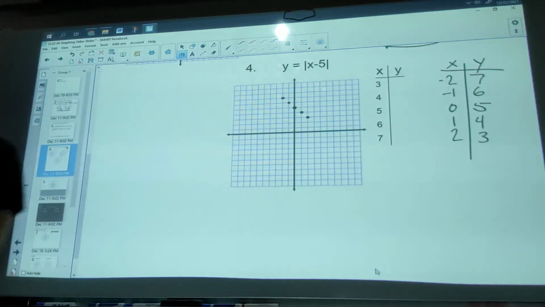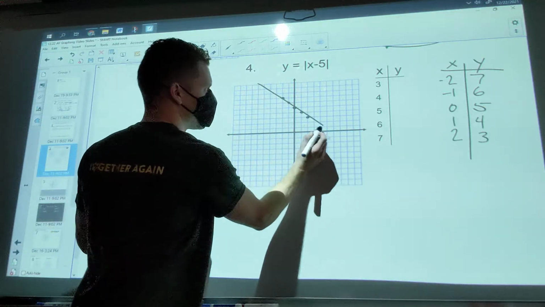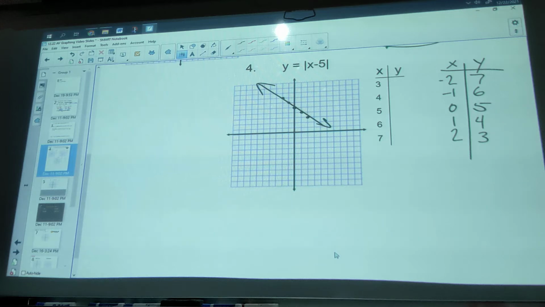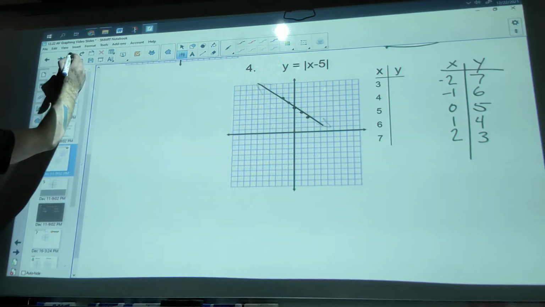-2, 7, -1, 6, 0, 5, 1, 4, 2, 3. Do we have a V shape here? No. If you didn't know any better on a quiz or test, you might go like this, and you get it wrong, because it would look like this is a linear equation. However, that is not how absolute value functions work.